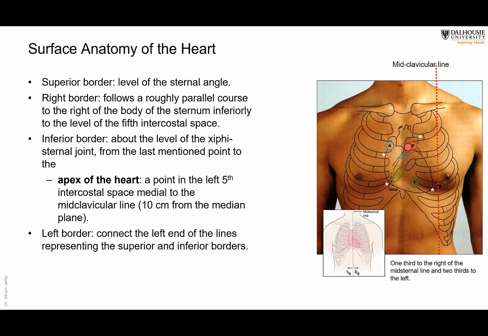Approximately the superior border is level almost with the sternal angle, and then the right border passes parallel to the right border of the sternum. Then we have the inferior border at the level of the xiphisternal joint, approximately, and then the left border meets the left end of the superior border.